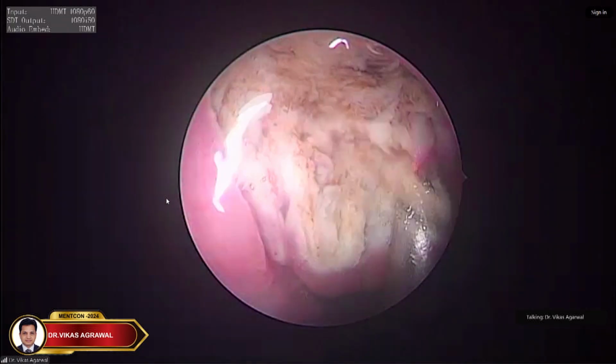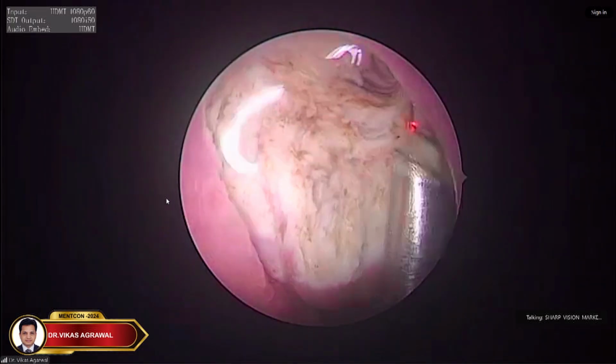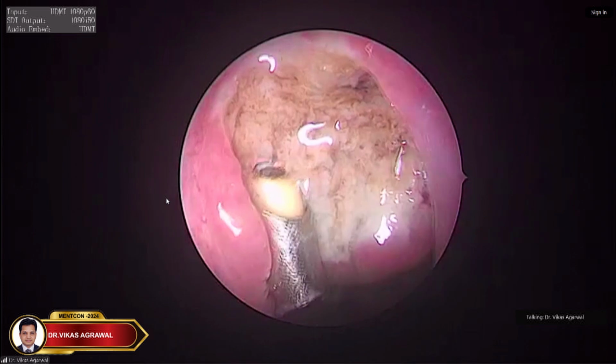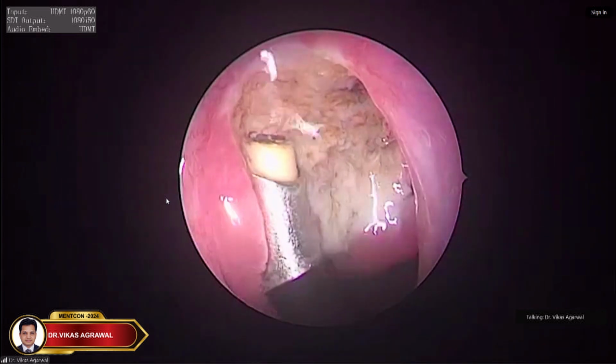All right? Yes. Now let me just debulk a little. So now the superior boundary of the adenoid is defined.